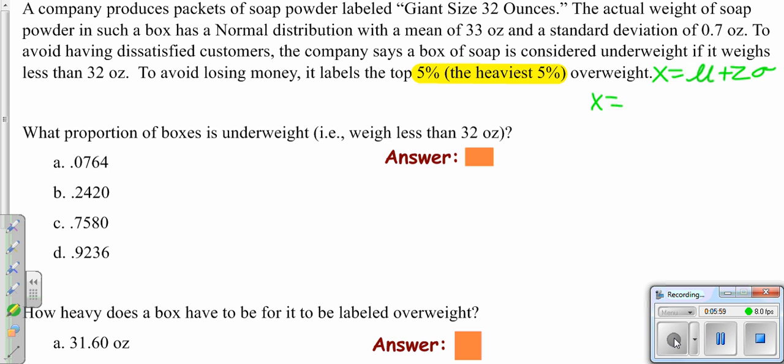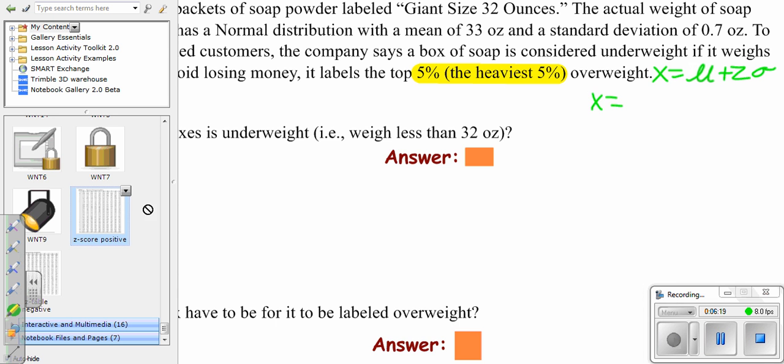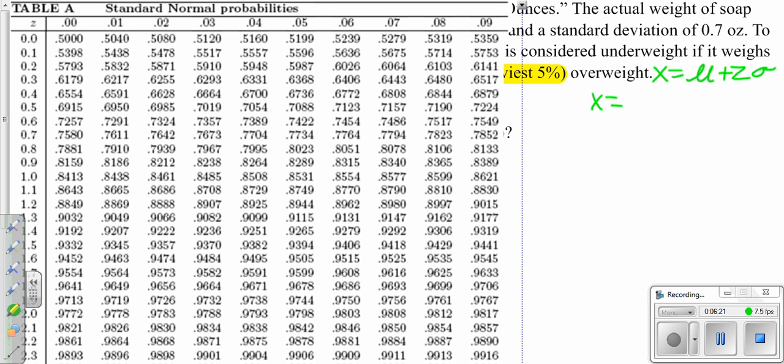Now keep in mind, I'm looking for the top 5%. My table always tells me what's less than. I know the top 5%, so I have to think about what's less than. If the top 5% is what I'm looking for, that means 95% is below, so I need to find a 0.95 in the middle of my table. So I look for a 0.95 in the middle of my table. And in this case, I would get this right here.